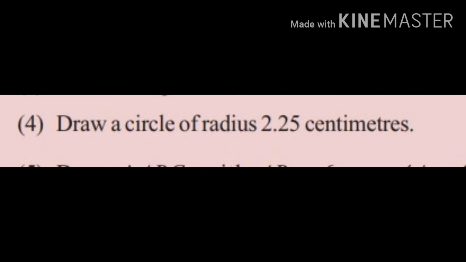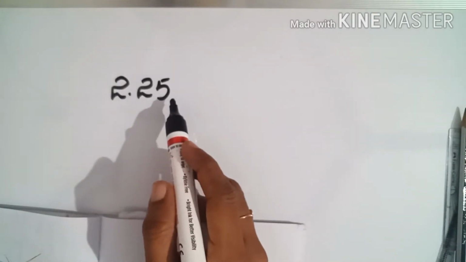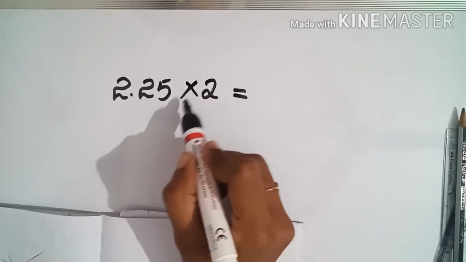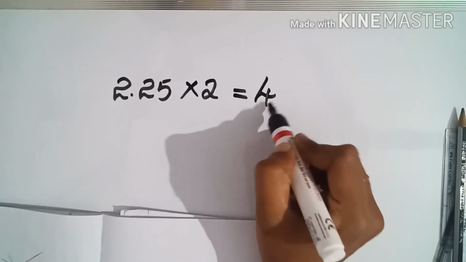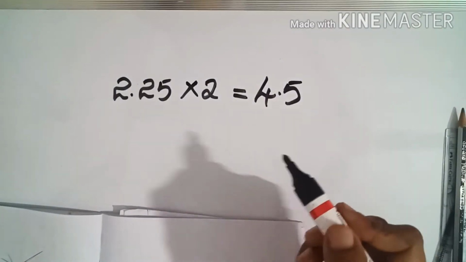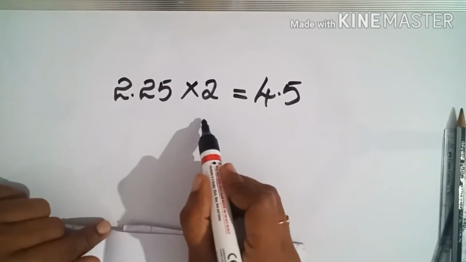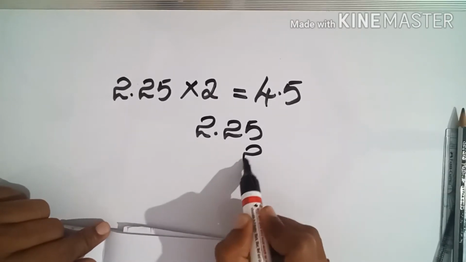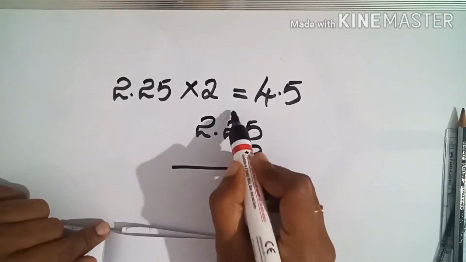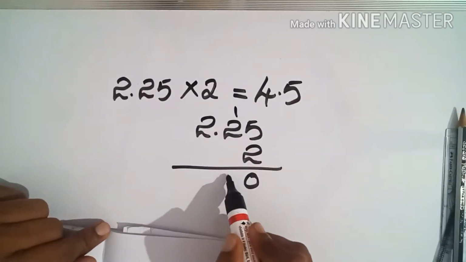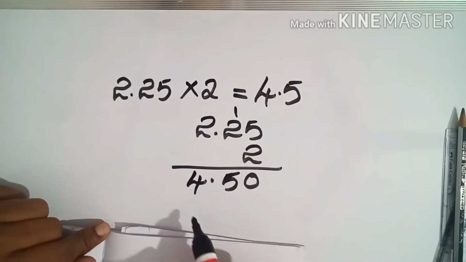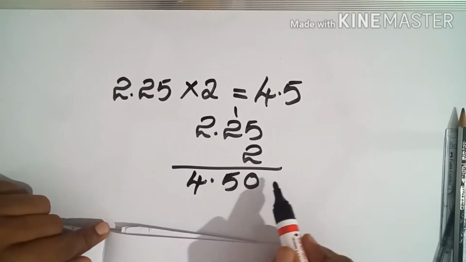That means you need to consider 2.25's double. In order to get 2.25, we will consider its double, that is into 2. So 2.25 into 2 will be 4.5. I will show you how. If you don't know how to multiply decimal values, just listen here. 2.25 into 2: 5 2s are 10, put 0 here and carry 1; 2 2s are 4, 4 plus 1 is 5. Put the point, the same point here also. Then 2 2s are 4. So 4.50. The last 0 no need to consider.